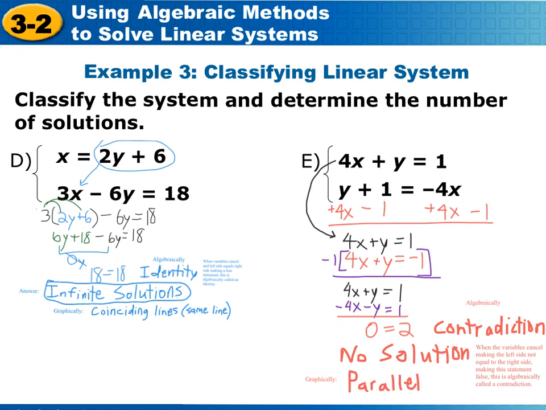So if we solve a system of equations and my variables cancel, but the left side does not equal the right side, algebraically that's a contradiction. If you graphed it, you're seeing graphically that these lines are parallel, but ultimately the answer to the question, how many solutions are there, or what are the solutions? There are no solutions.